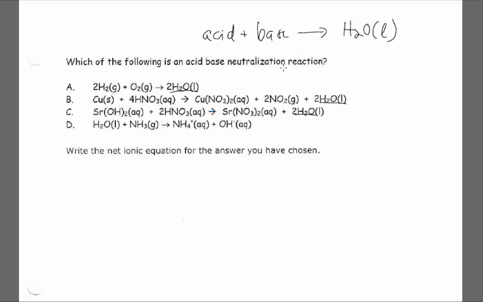Hydrogen and oxygen are not acid and base by the Arrhenius definition, so it's not A. B has an acid, nitric acid, but there's no Arrhenius base here. So that is not an acid-base neutralization reaction either. Let's look at the third one. You are forming water, and you've got strontium hydroxide, which is a base. You've got nitric acid, which is an acid. It does form water, so that is the one that is an acid-base neutralization reaction. This final one involves water, it involves an acid, and it actually involves a weak base, which we haven't talked about, and it involves OH minus, but it's not an acid-base neutralization reaction.